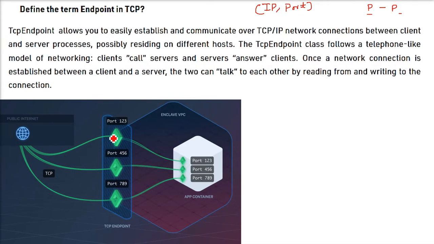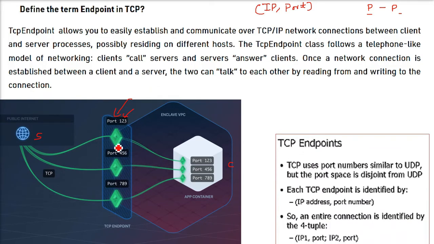So let us see this endpoint which you see in this picture. A TCP endpoint allows you to easily establish communication over a TCP/IP network connection between the client and server processes. And these are residing on different hosts, different computers. That is very important. This TCP endpoint class follows a telephone-like model of networking. Previously we used to call on a dedicated telephone network. So the client calls the server and the server answers the client. Once a network connection is established between the two, they can talk to each other by reading from and writing to the connection. So this is the endpoint which you see here.